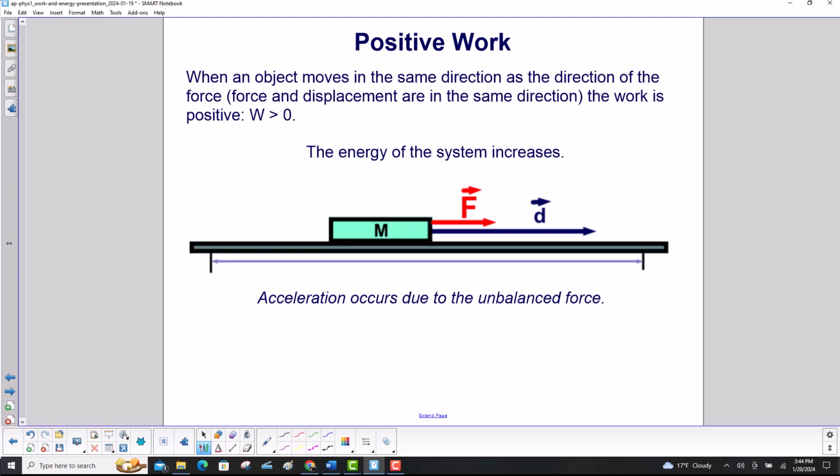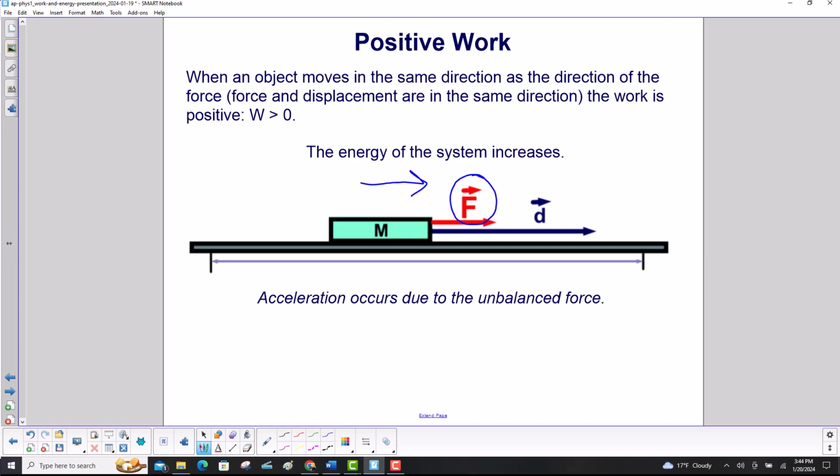Here's a good way to visualize it. When an object moves in the same direction as the direction of the force, so here's our force, and we're saying the object is moving this way, our force and displacement are in the same direction, the work is positive, the work is greater than zero, and the energy of the system increases.